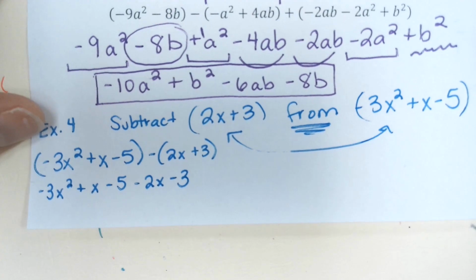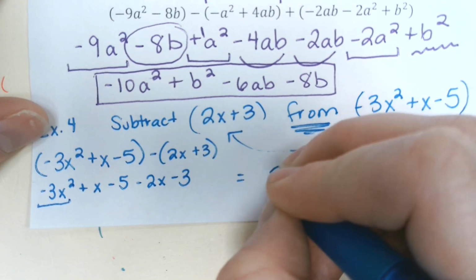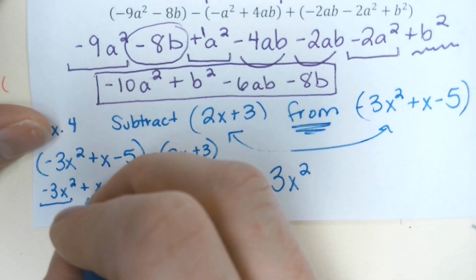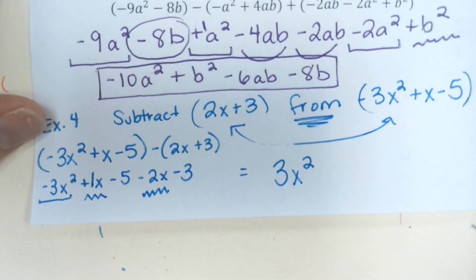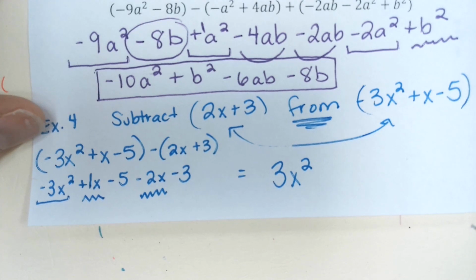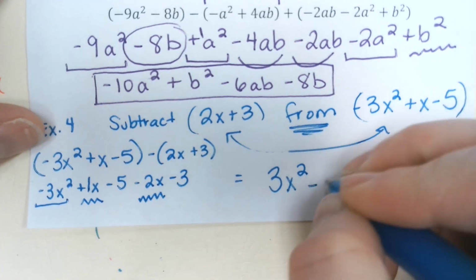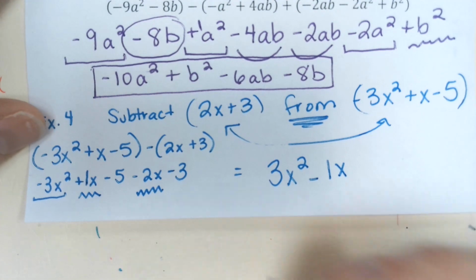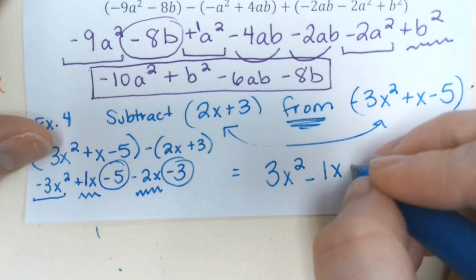So now it looks like what we've been doing. So we combine our like terms. So I'm going to start with 3x squared. I'm going to put it over here. 3x squared. And then we have an x, so that's really a 1x minus 2x. 1 minus 2. Put it in your calculator if you struggle. 1 minus 2. Negative 1x. And then our constant's negative 5 minus 3. Negative 8.